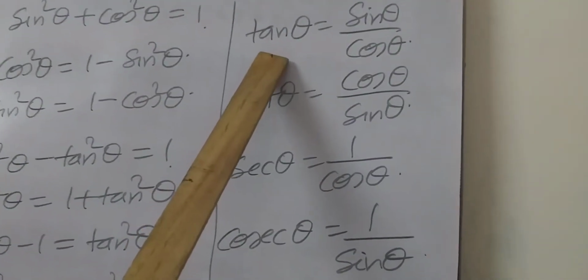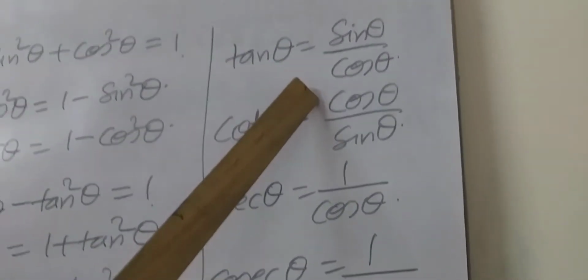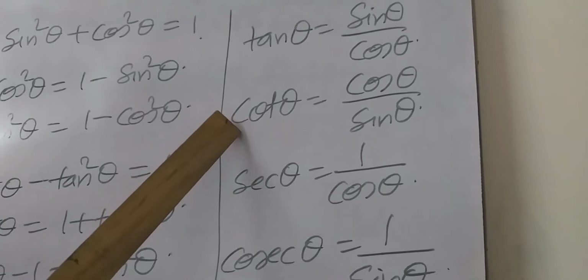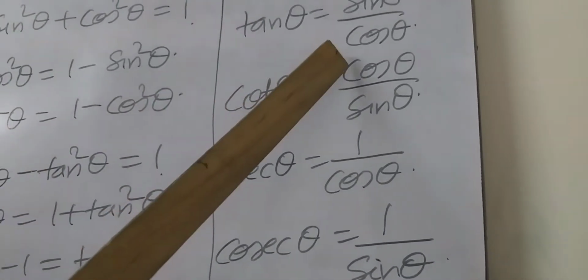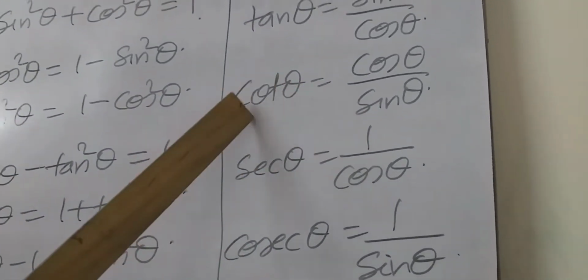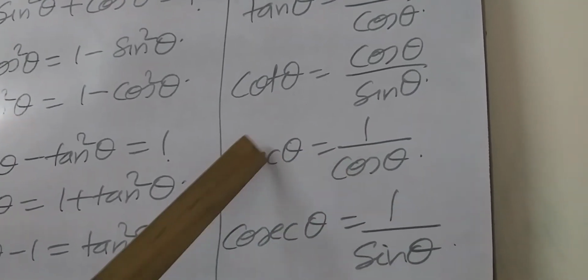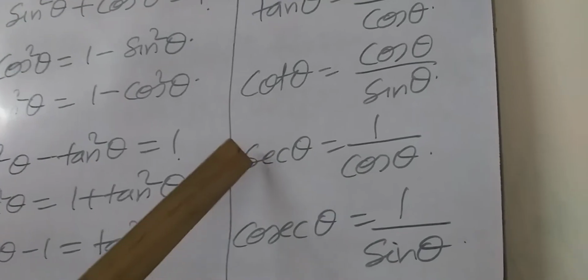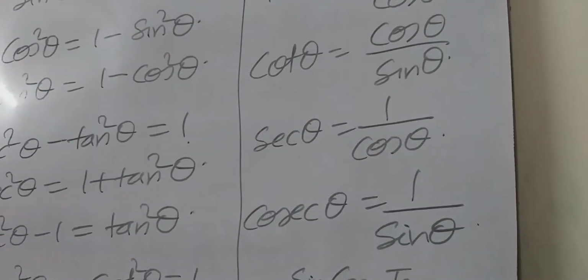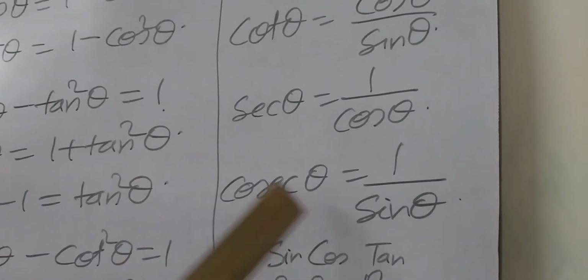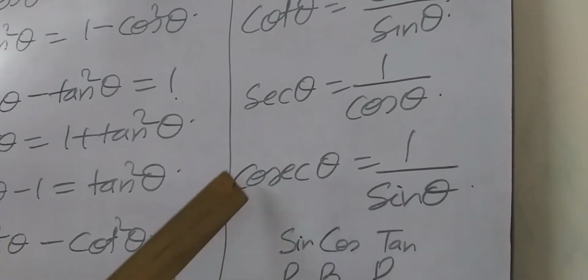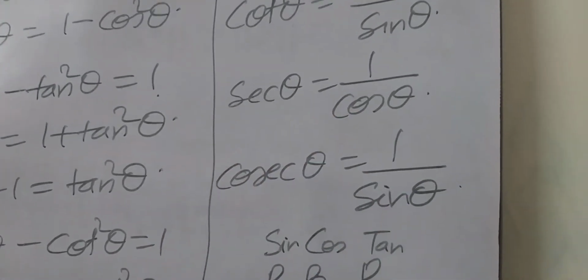Now students, some changing we had proved earlier. Tan theta equals to sin theta upon cos theta. Cot is the reciprocal of tan, so cot equals to cos upon sin. Sec is the reciprocal of cos, means sec theta equals to 1 upon cos theta. Cosec is the reciprocal of sin, so cosec theta equals to 1 upon sin theta.